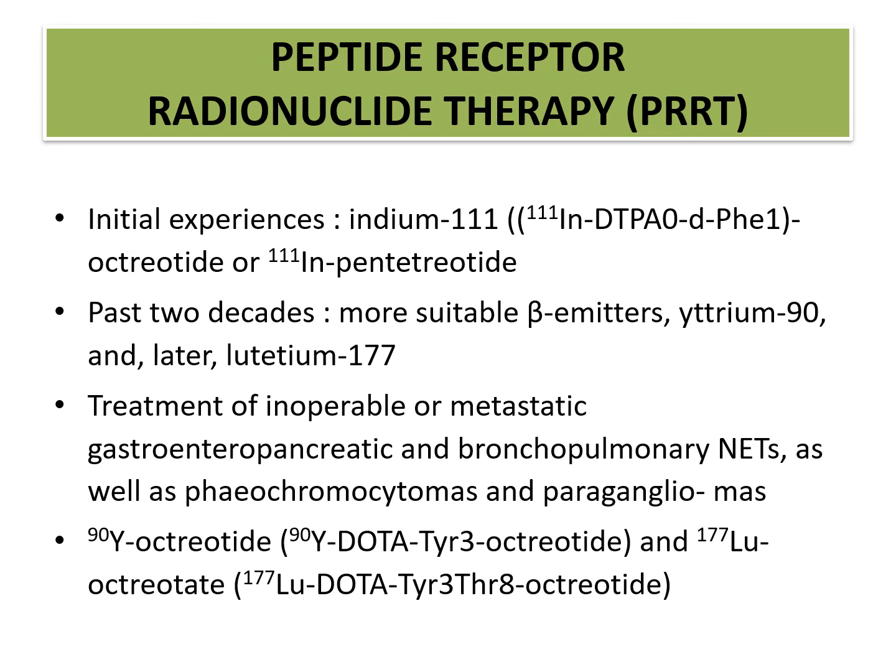Okay, after initial experience with the diagnostic radionuclide indium-111 octreotide, in an attempt to exploit the Auger and conversion electron emission of indium-111, the past 2 decades have seen the use of the most suitable beta emitters, such as yttrium-90 and then later lutetium-177. Because those give a longer range of emission.